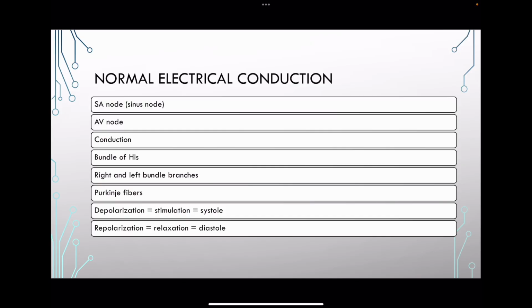So yeah, this is just a written form of that. It starts at your SA node, goes through your AV node to your bundle of His, down your left and right ventricles, and then your Purkinje fibers.